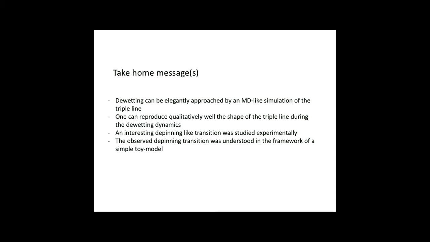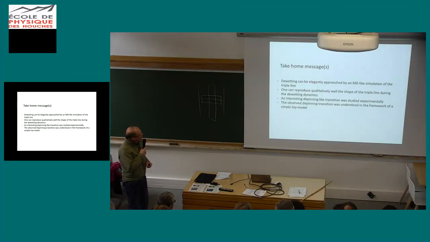Okay, let's quickly go to the conclusion. Our main conclusion is that this dewetting phenomenon can be very elegantly and simply modeled if you use a combination of a depinning model with molecular dynamics simulations using these characteristic points. You can reproduce quite realistically the shape of the triple line that you observe in dewetting phenomena on inhomogeneous surfaces. We showed an interesting depinning transition, and we studied it experimentally, and our simple model was able to reproduce what we saw in experiments. Thank you very much.